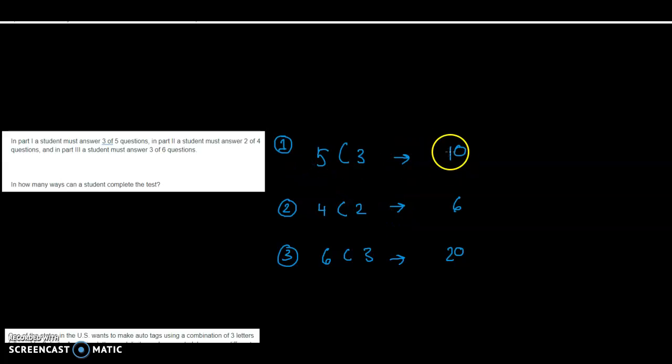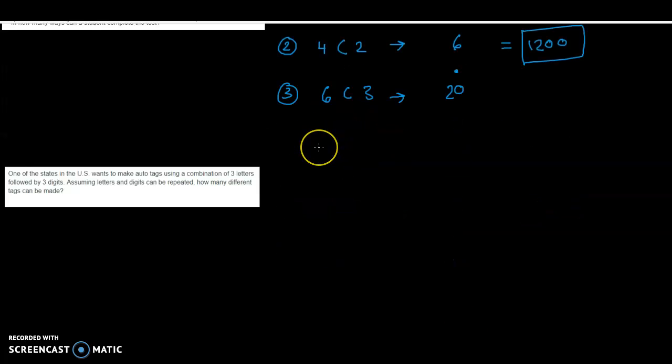But all right, so there's 10 different ways that I could get 3 out of those 5 questions right for the first part, 6 different ways for that one, 20 different ways for this one. So the total number of ways that I could do this, since these are 3 parts, is just multiply those 3 things together. 10 times 6 is 60. 60 times 20 is 1,200, I believe. 1,200 different combinations of completing this test.